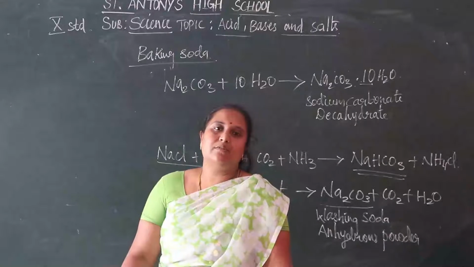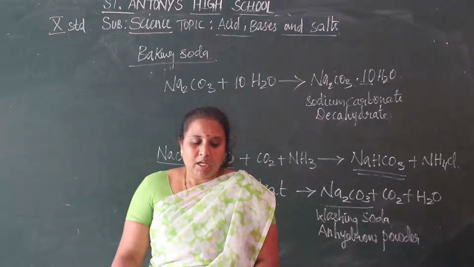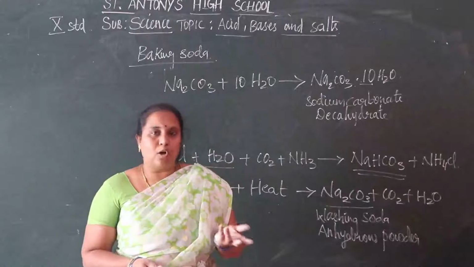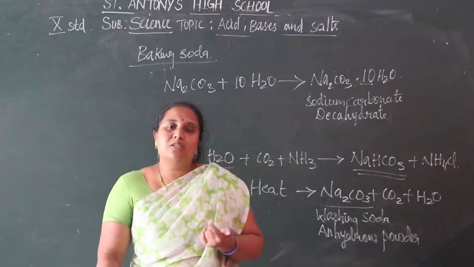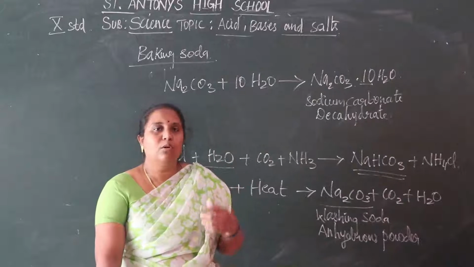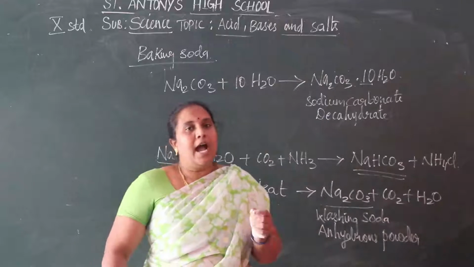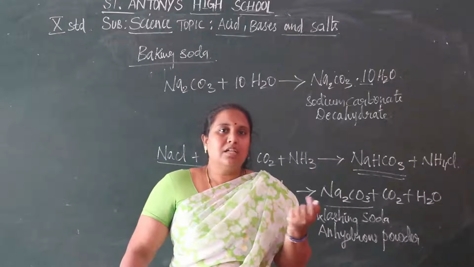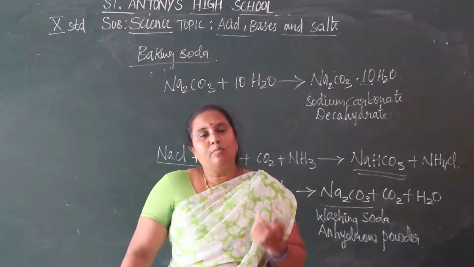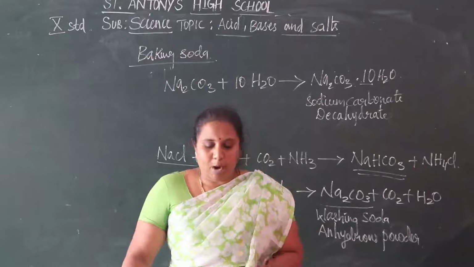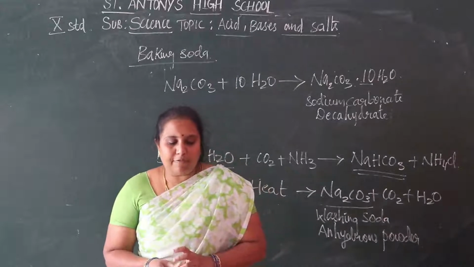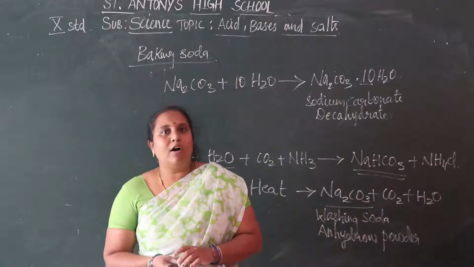Uses of sodium carbonate. You all know the uses of washing soda. It is used in the cleaning of clothes. It is mostly used in rural and domestic areas to wash clothes. Nowadays it is used to manufacture detergent cakes and detergent powders. And it is also used for removing the permanent hardness of water.